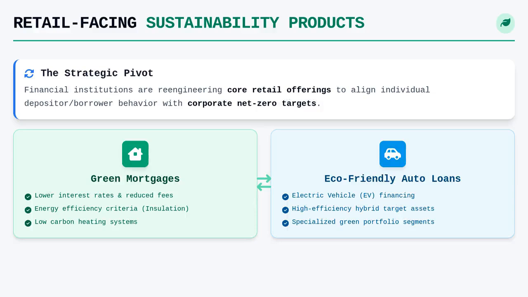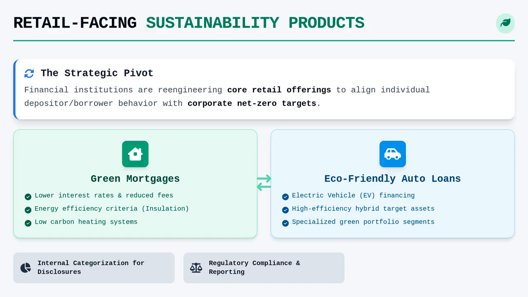These products require careful internal categorization to ensure the bank can accurately report these green assets toward their own sustainability disclosures and regulatory requirements. Managing these offerings necessitates transparent communication with consumers, as the primary draw is often the tangible economic benefit coupled with the alignment of personal values and financial behavior.